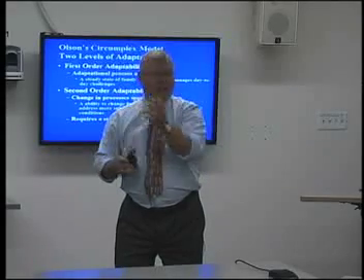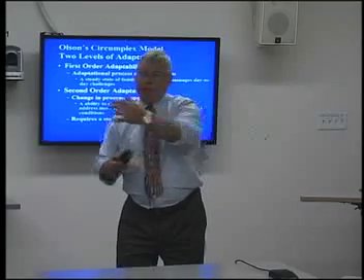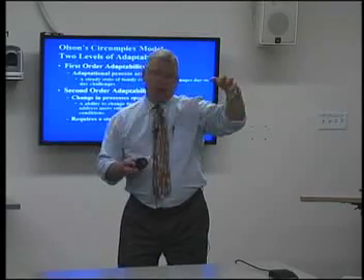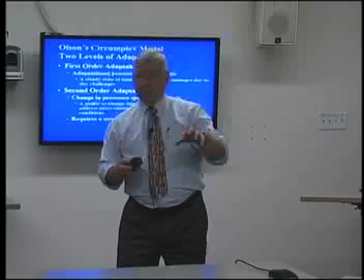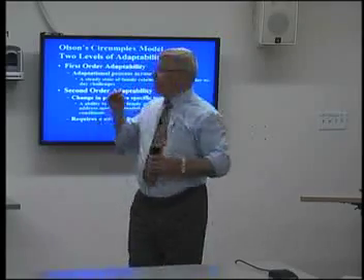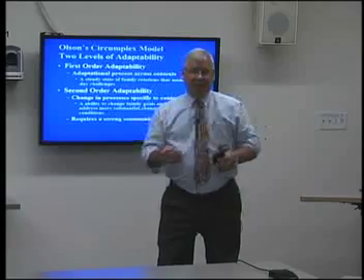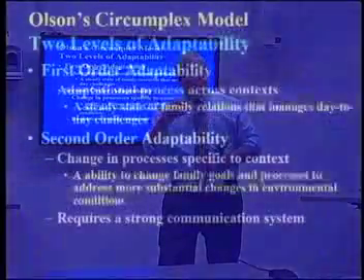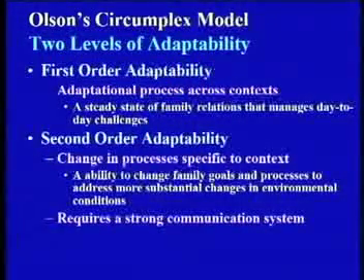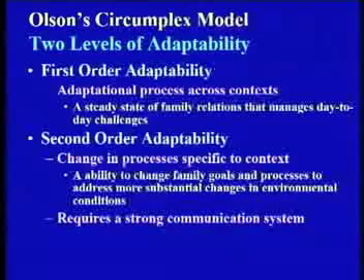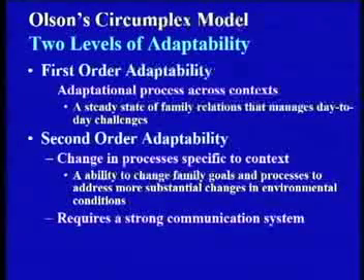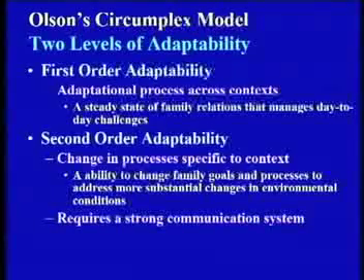And so, how is a family able to do that? To go from one steady state into some emergency condition and then back to a new steady state. And he says the only way that you can do that is through communication. And so communication patterns in families become very important because that's what facilitates an ability to change the family goals and processes to address more substantial changes in environmental conditions.